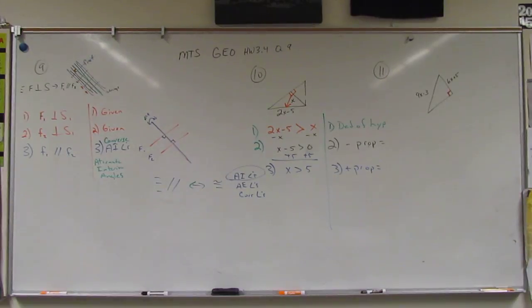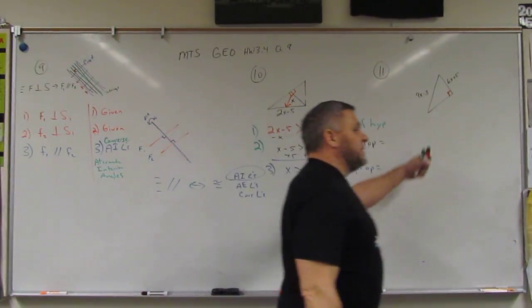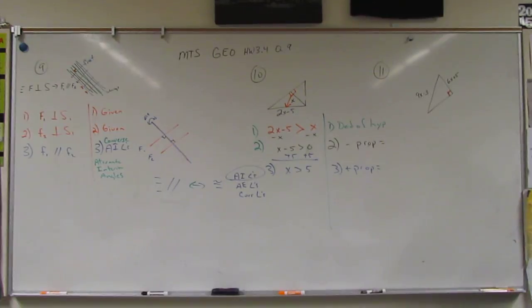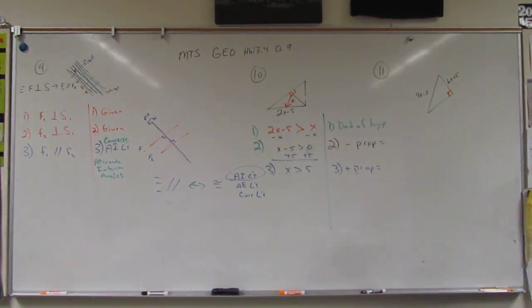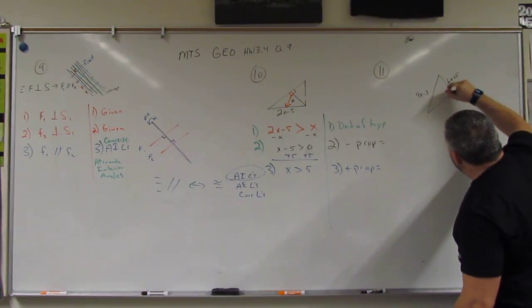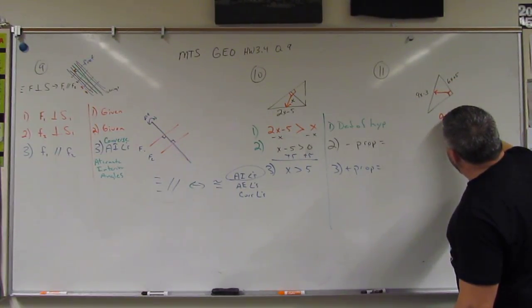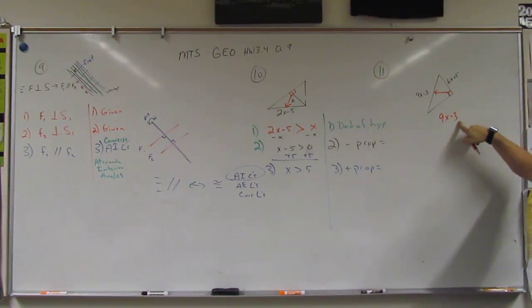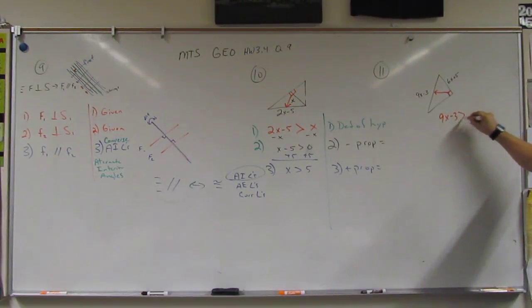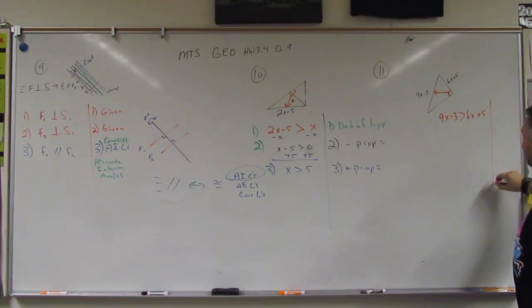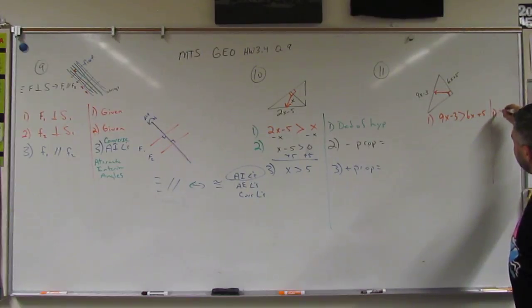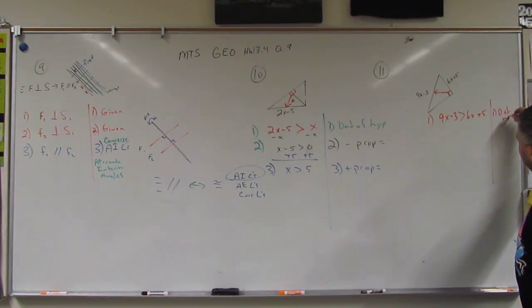Yeah. Alright, last one. Number 11. What does it want from us? So it wants the same thing. Okay? So, where is the hypotenuse? 9x. Good. So 9x minus 3 is smaller or greater? Greater than 6x plus 5. Why? Definition of hypotenuse.